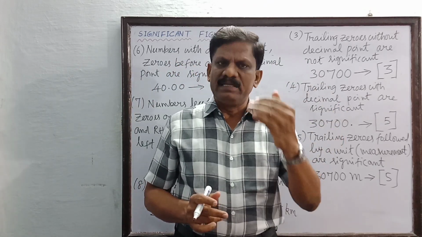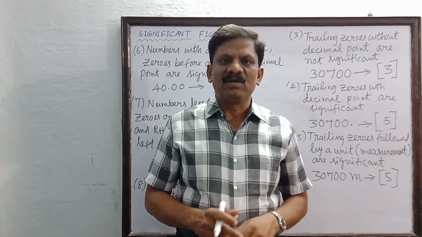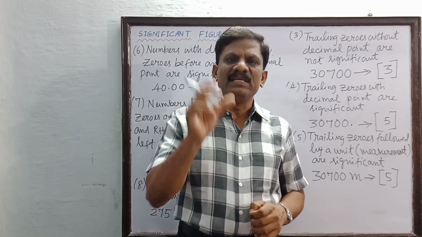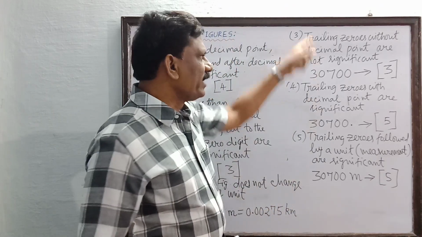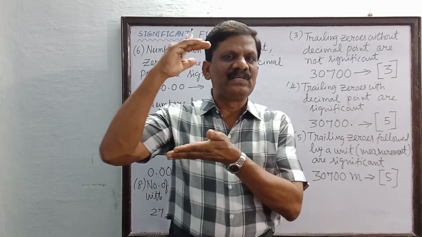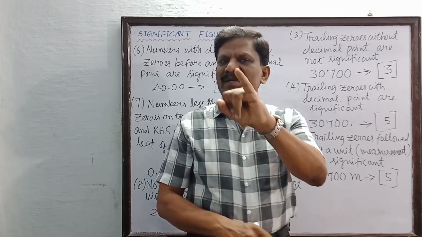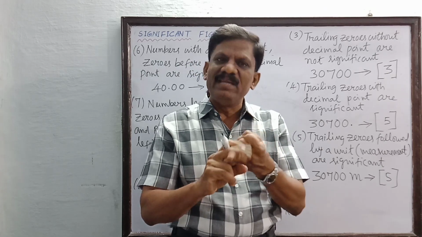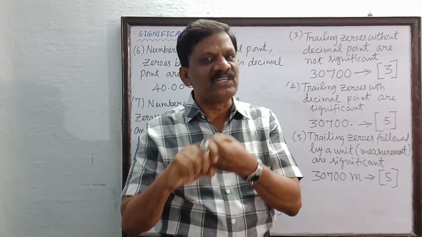Now rules number 3, 4 and 5 are exclusively based on the trailing zeros. The numbers in which the zeros occur at the end are called trailing zeros. And for trailing zeros you have to remember one set of points, that will be easy for your memory. First one is trailing zeros without a decimal. Second one is trailing zeros ending with a decimal. Third one is trailing zeros ending with a unit of measurement.